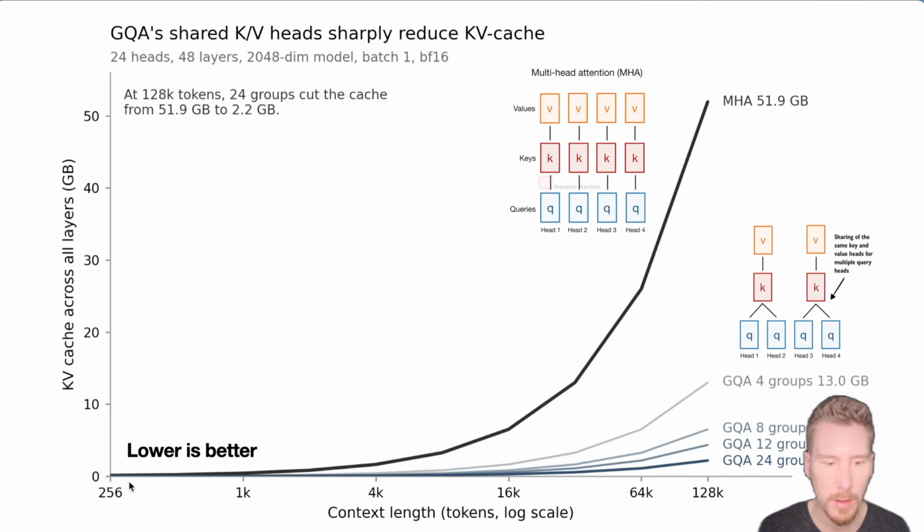Also, an important point here is that it scales with the context length. The longer the context, the more expensive the KV cache storing becomes. You can see at 128,000 tokens, we go from 52 to 13 gigabytes if we use 4 KV groups. You can even use more groups, so you can go 8, 12, 24. It becomes cheaper, but at some point the groups can get too small, or there's too much sharing, and then the quality of the model is not as good anymore. So it's kind of like a hyperparameter to experiment with.